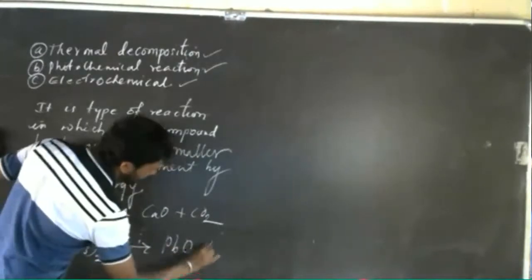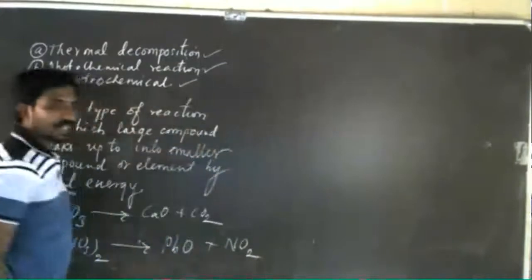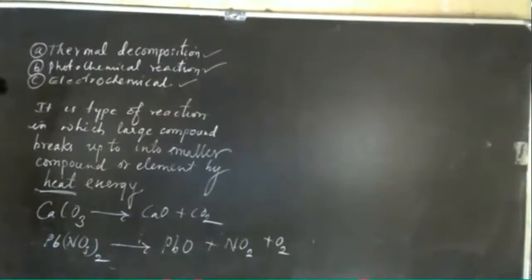CaCO3 breaks up into CaO plus carbon dioxide. This example we can give. Next example, Fe2O3 breaks up into... Then the example of lead nitrate, which is in our textbook. Lead nitrate breaks up into lead oxide plus nitrogen dioxide plus oxygen will be released.